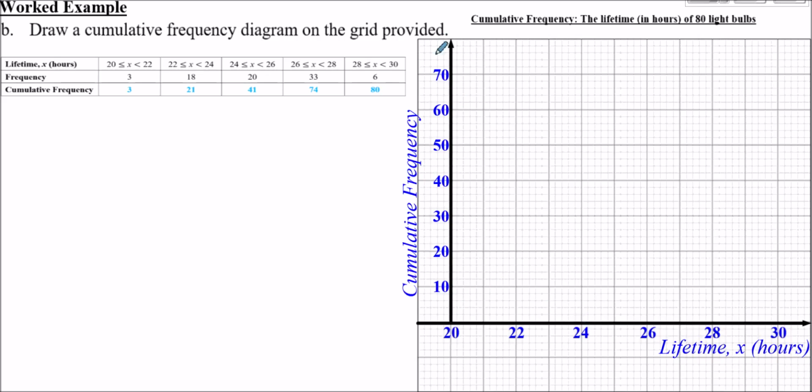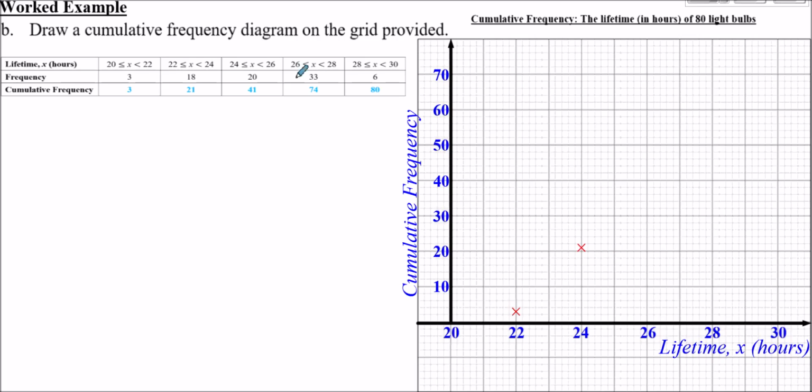So at the top we've got 80, the bottom we can start from 0 and label this cumulative frequency. We now plot the cumulative frequencies and always plot from the endpoints of the intervals. So first of all, we plot at the endpoint of the first one, which is 22, and go up to 3. So this point here is 22 and 3. The next one we'd plot would be 24 and up to 21, like so.